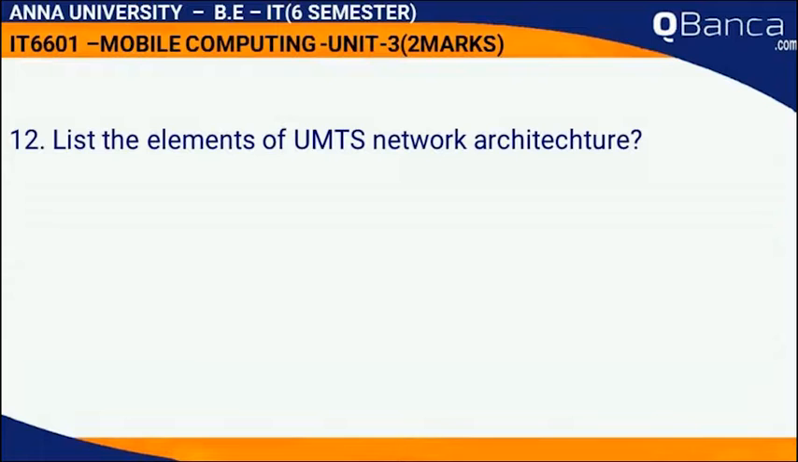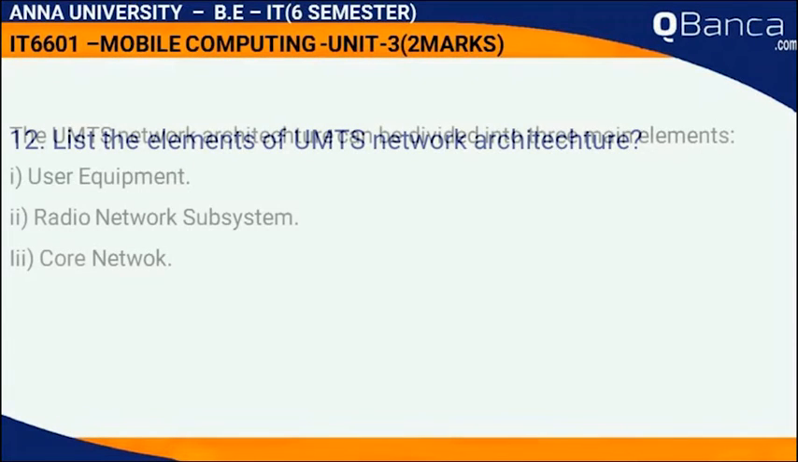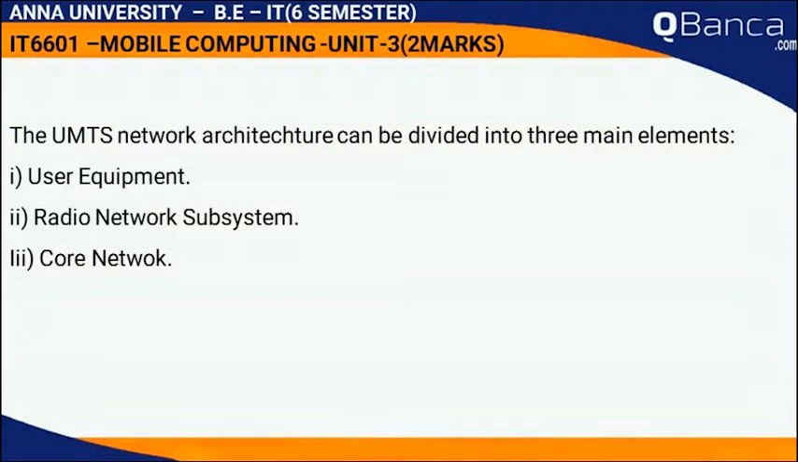List the elements of the UMTS network architecture. The UMTS network architecture can be divided into three main elements: user equipment, radio network subsystem, and core network.